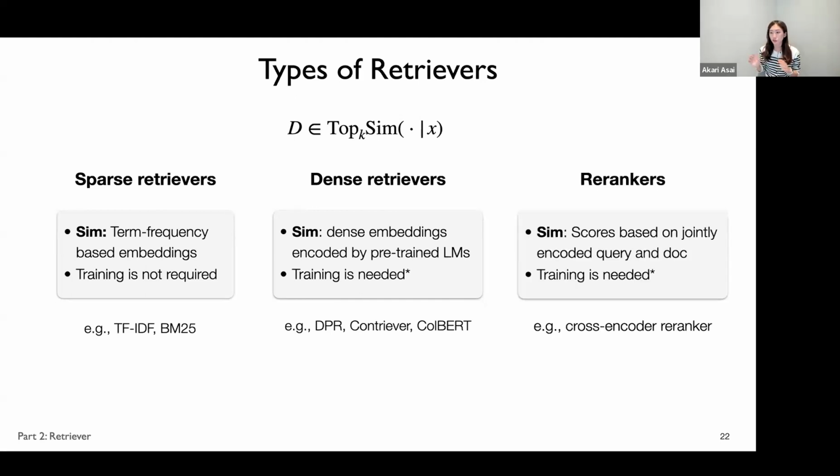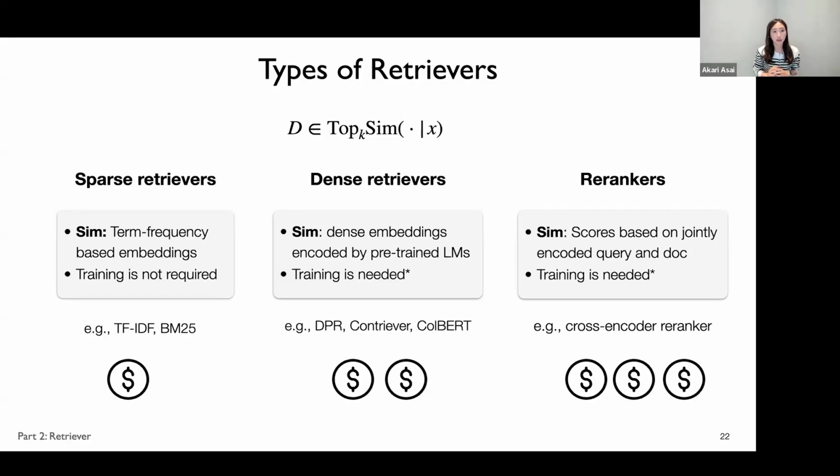And lastly, those sparse or dense retrieval systems are often combined with reranking models, which compute the similarity between documents and queries by generating query-dependent document representations and computing the final similarity scores. I'll discuss each of them in detail in a minute, but often the cost of those systems increases from left to right, while the performance often gets better.